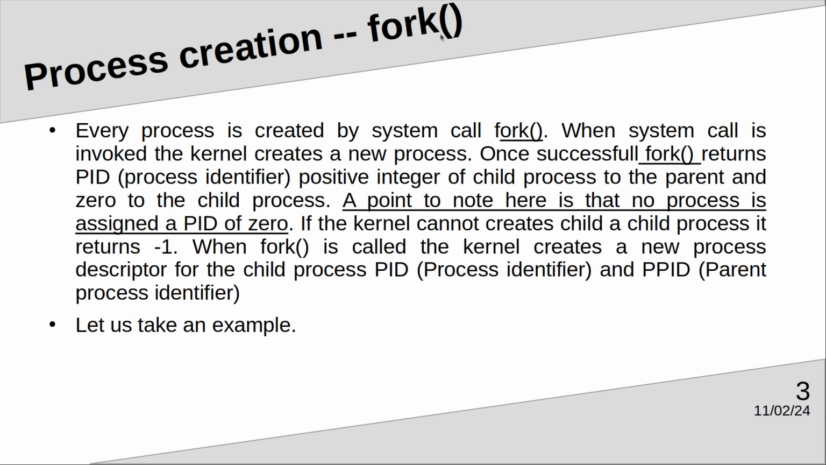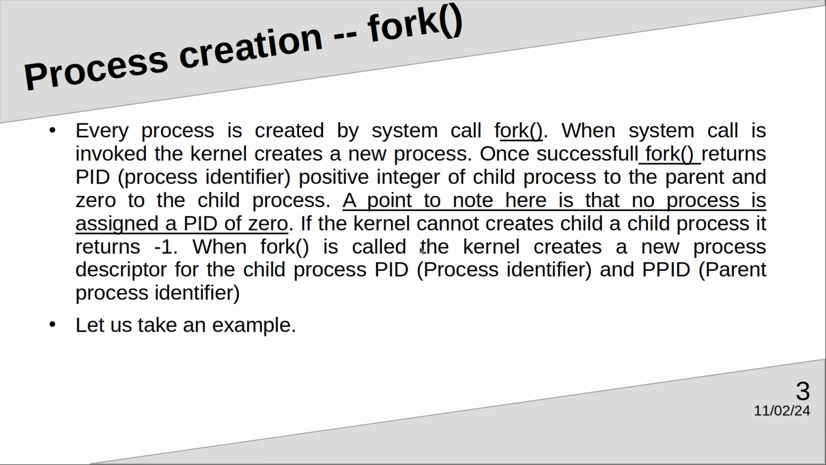Process creation using the fork system call. Every process is created by the system call fork. When the system call is invoked, the kernel creates a new process. On successful creation of a new process, fork returns the process identifier, a positive integer, of the child process to the parent and 0 for the child process. Remember that, please note it down. A point to note here is that no process is assigned a PID of 0. If the kernel cannot create a child process, it returns -1.